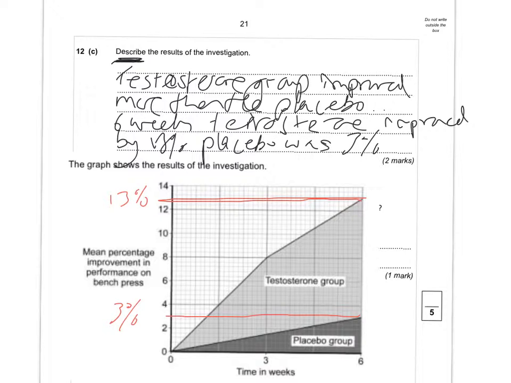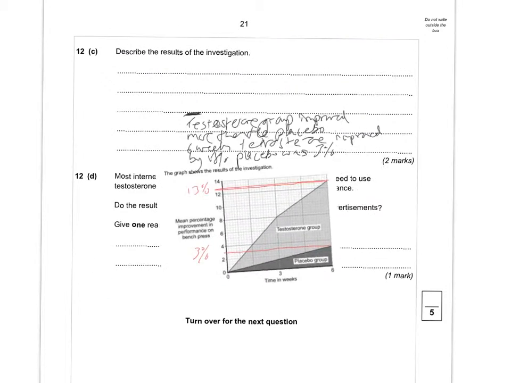Okay, sorry if you're struggling to read the writing there. So yeah, testosterone group improved more than the placebo group. After 6 weeks, testosterone group had gone up by 13%, and after 6 weeks for the placebo, it went up by 3%. Okay, so that was what you need to put for that.